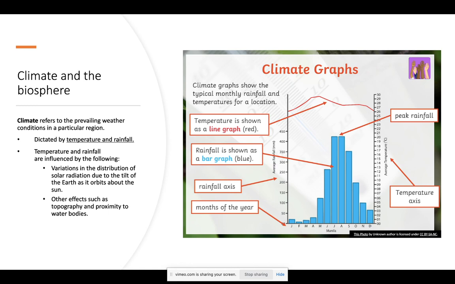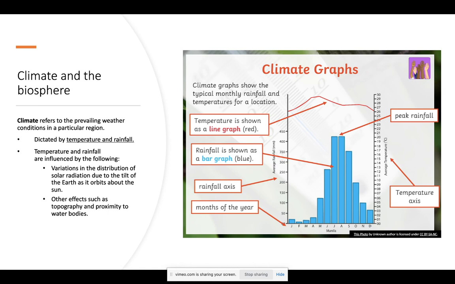So you guys know Kentucky weather is a little bit difficult sometimes, isn't it? The climate here kind of varies, but it's going to be different than a place like Florida. They're going to have a little bit warmer climate, a little bit more rain, as we'll see later on. So temperature and rainfall are influenced by the following things.